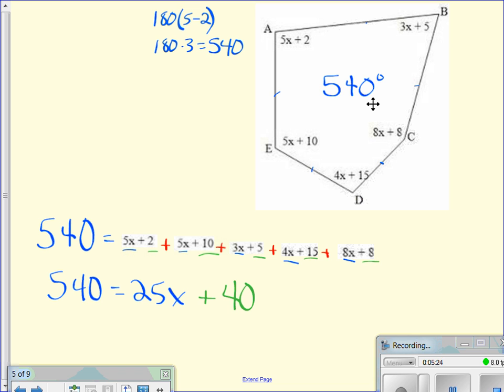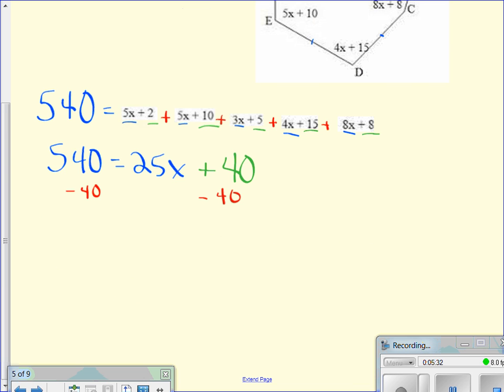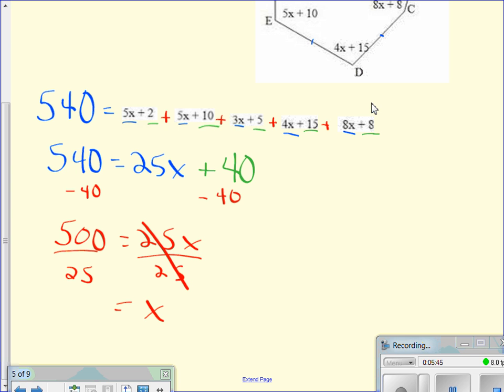Okay? And I want to get x by itself. So to get rid of everything else, I'd subtract 40 over here for a start. So 500 on the left equals 25x. And to get x by itself, I divide by 25, divide by 25, and I get x equals, what do I get here? 20? 20. Sorry, took me a minute for that one.